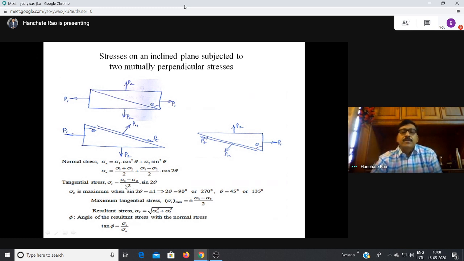The maximum tangential stress will occur when sin 2 theta becomes 1, or theta becomes 45. So the maximum tangential stress in this case is (sigma 1 minus sigma 2)/2, or (sigma x minus sigma y)/2. The resultant stress on the inclined plane is the square root of sigma n square plus sigma t square, and where it acts, tan phi is equal to sigma t by sigma n.